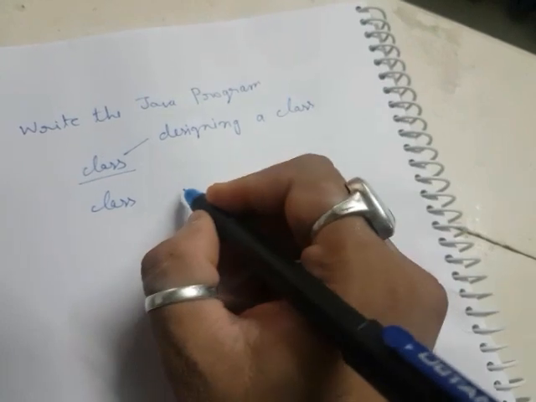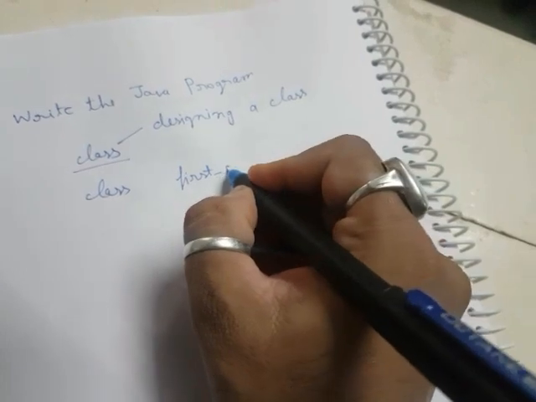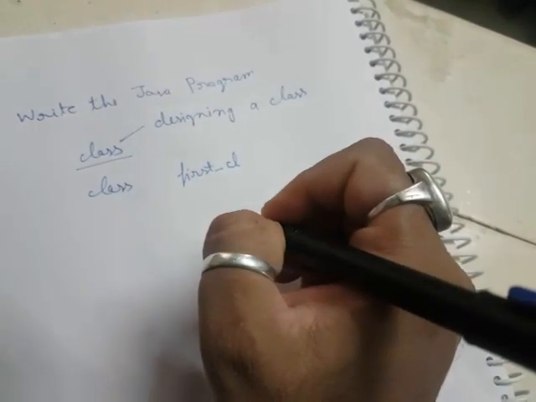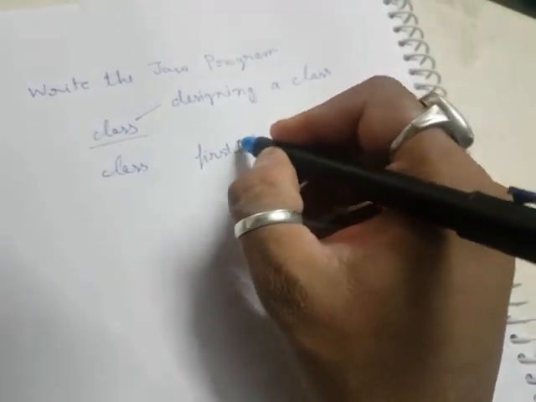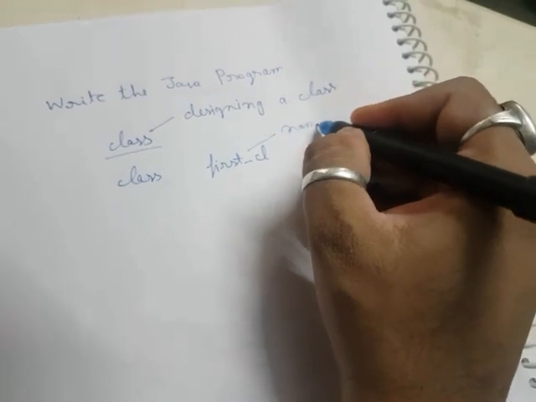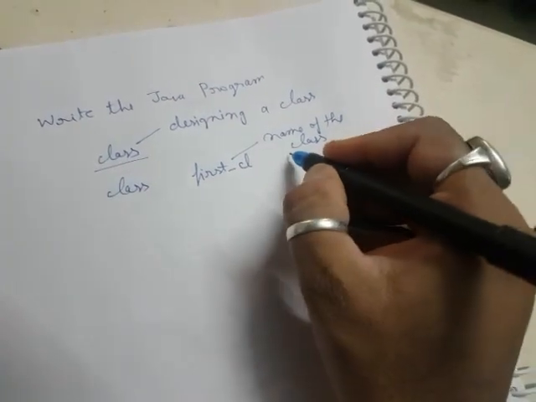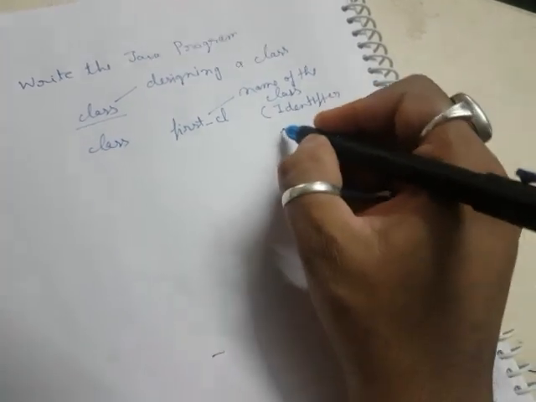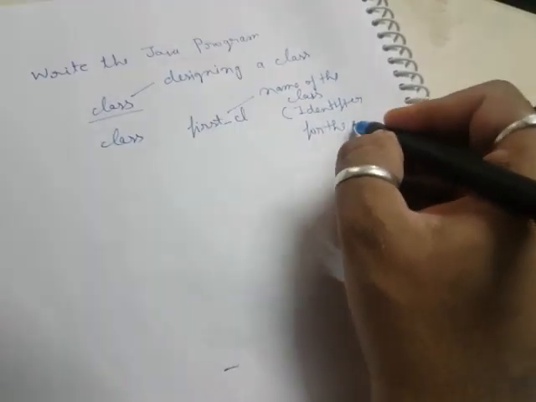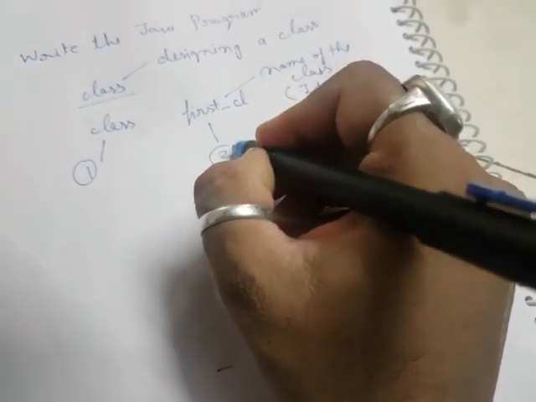Suppose this is my first class. So I will write first_cl, suppose. So this is the name of the class, and in terms of tokens it will be known as an identifier for the class. So two things I have told you. This is the first thing, that is the class. The second thing, the name of the class.